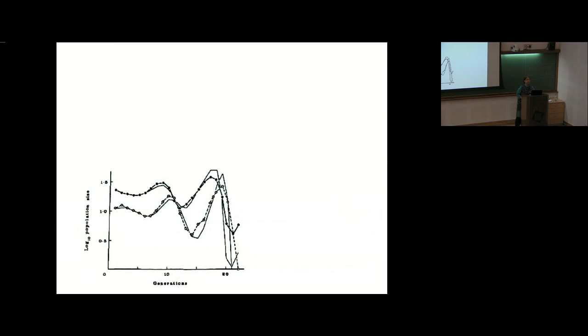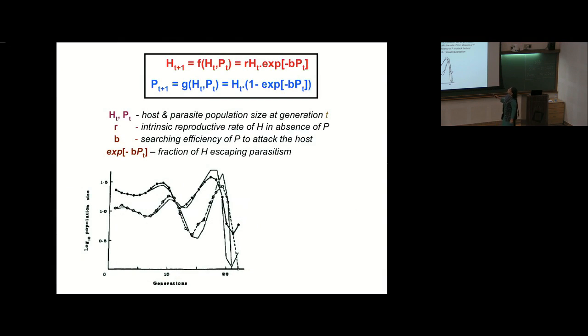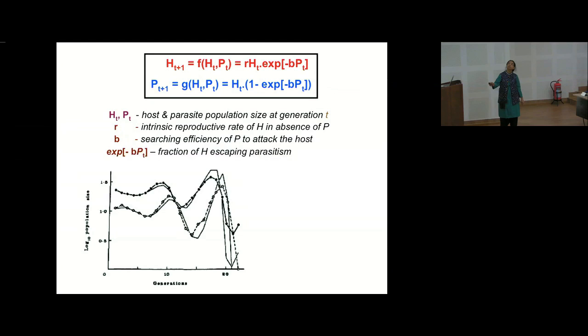And what is the equation? Yeah, this is the equation. You can see that H(t+1), we are back to discrete models, is a function of both H and P of the earlier generation. Here is the growth term, and only those hosts that grow are the ones which are not parasitized. This is the parasitization term, minus B into P(t). B is the searching efficiency of P to attack the host. And the ones which are parasitized, that is 1 minus the exponential term, this is the one which lays eggs on the host, and that is where the parasites grow. So parasite growth depends on the infected host, and the host growth depends on the hosts that are left unparasitized, using a direct density independent growth rate. This is what the model shows.